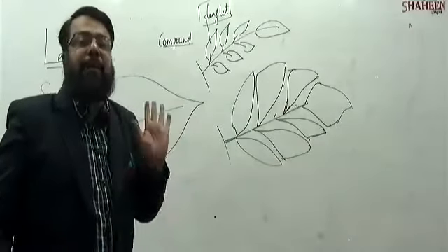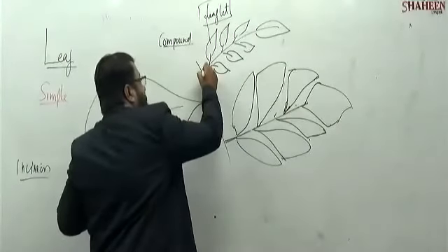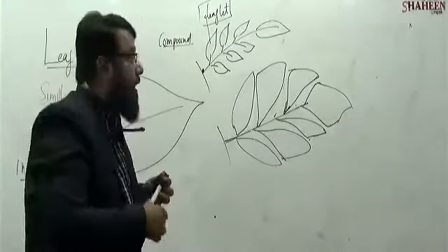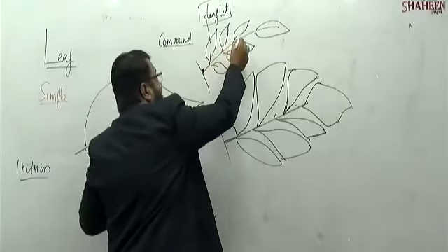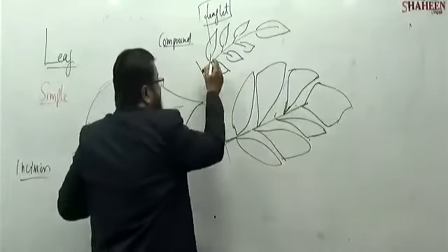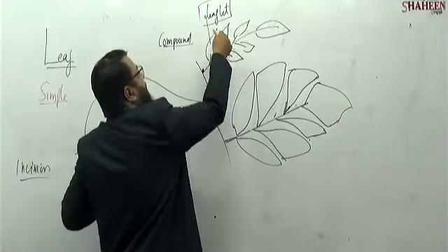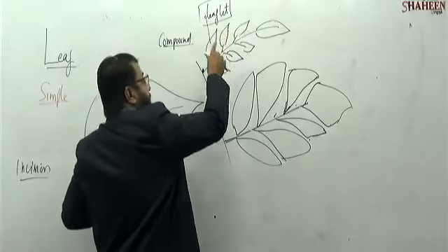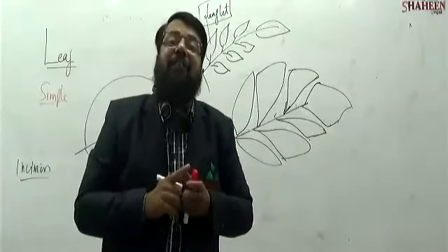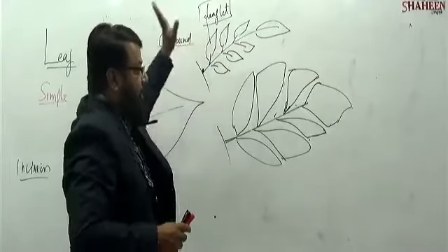It can be decided by the presence of a bud. What is this bud called? A leaf will have an axillary bud. Leaflets will not have axillary buds. That will decide. If this also has an axillary bud, then we can say this is a leaf, not a leaflet. Leaflets will not have axillary buds, but leaves will. That is the proof that this is not a leaf, it is a leaflet.